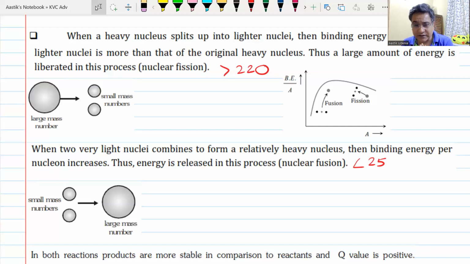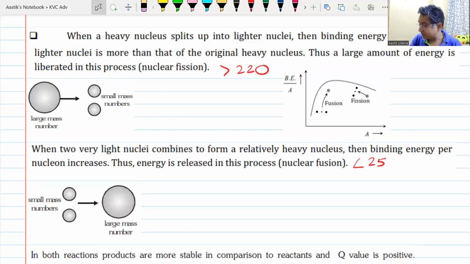This will only happen when the mass number is greater than 220. If the mass number is less than 25, then the lighter nuclei will try to combine together to become a heavier nucleus, because the heavier nucleus is more stable than the lighter one. Yes or no? Yes. Again, in this process, energy would be released. This process is known as nuclear fusion. Do we understand this? Yes.